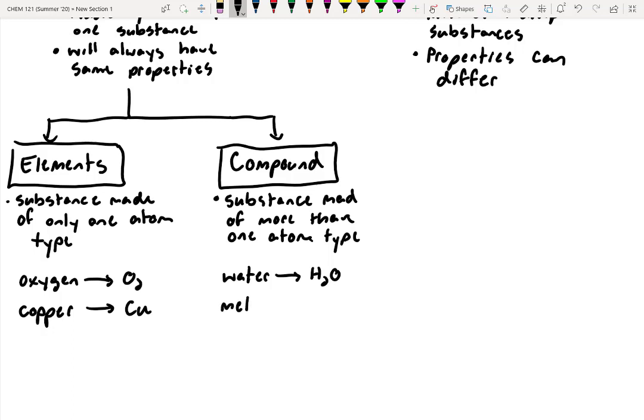Another good example would be methane. This is found in natural gas. This is CH4. So we've got one carbon atom along with four different hydrogen atoms. Another way you can clearly differentiate between these is elements are always going to be homoatomic, meaning they're going to be made up of one atom type, where compounds are always going to be heteroatomic.